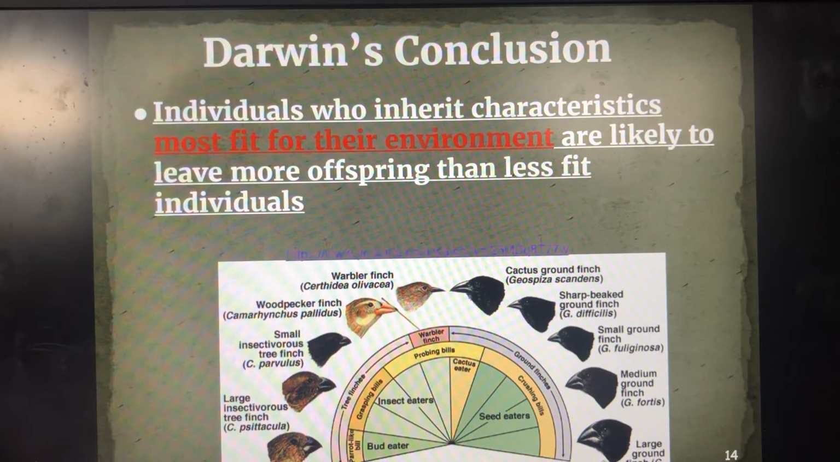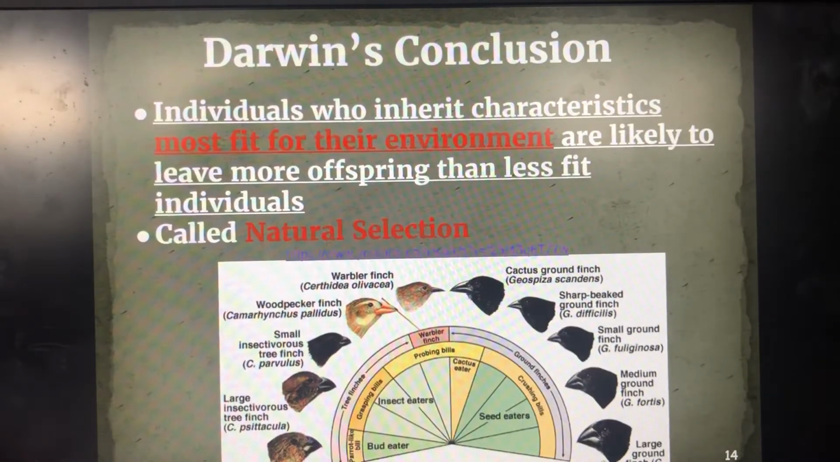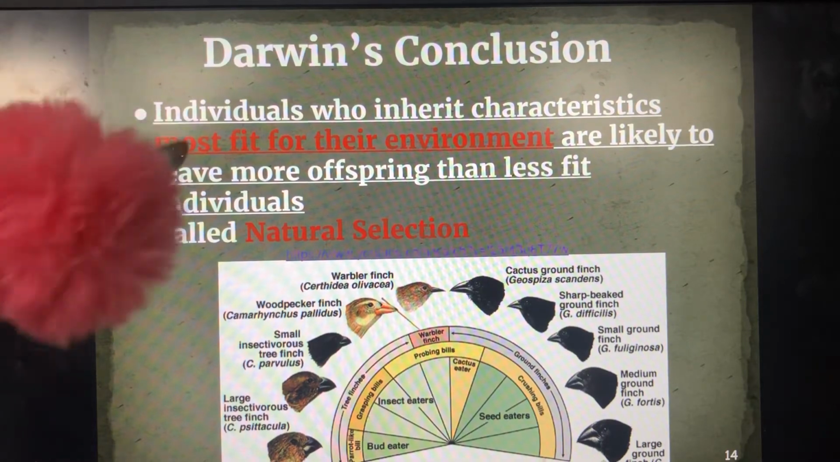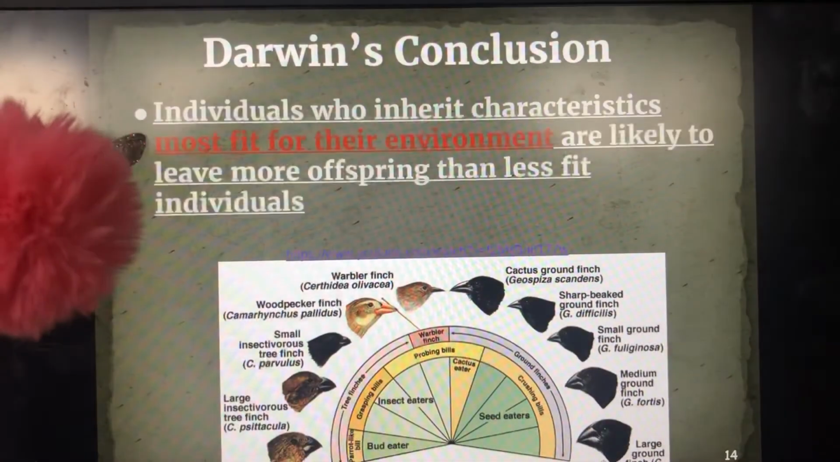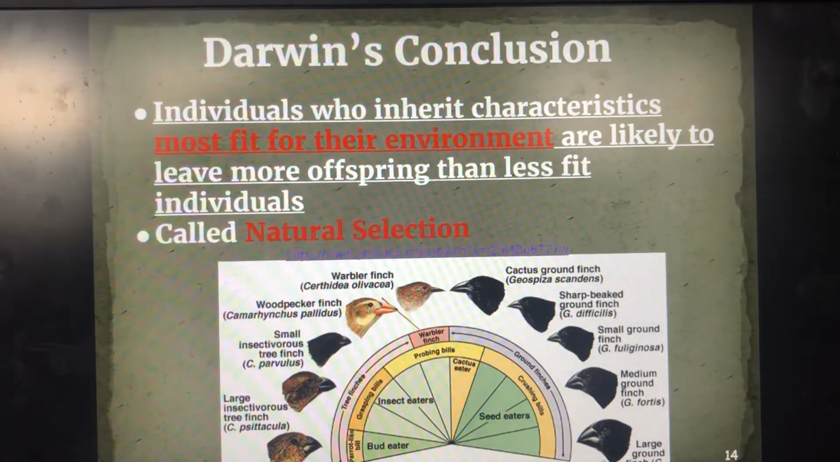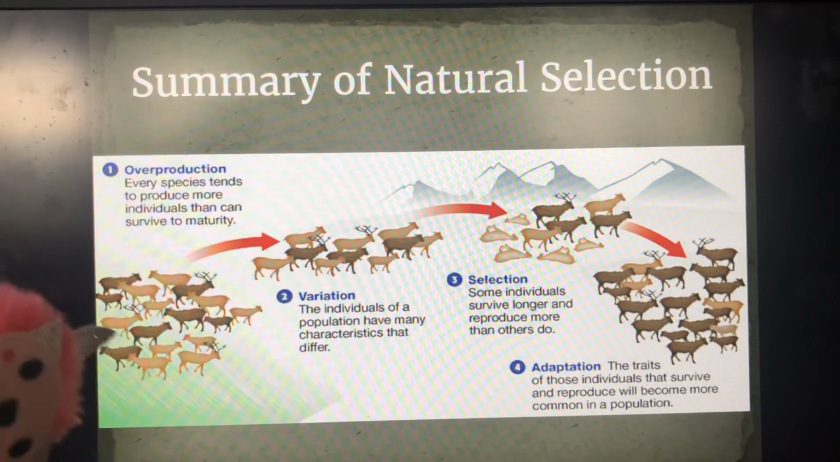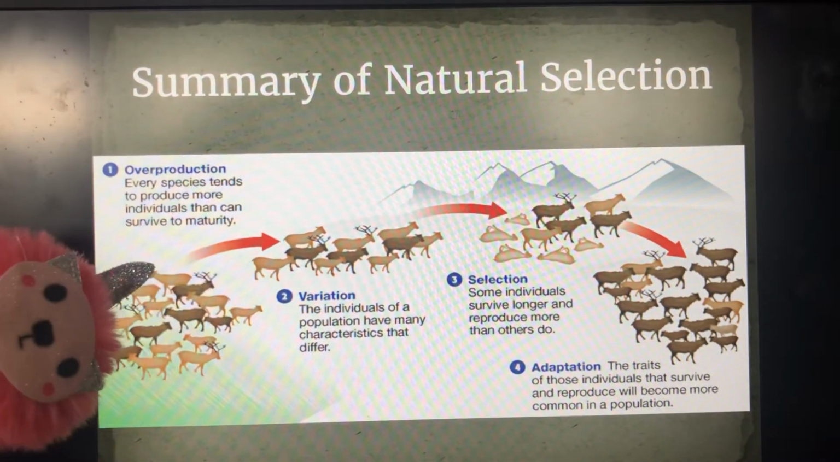And the color of their fur changes based on what the environment is. Okay, so this idea of natural selection, I'm sorry, I just skipped one. So we call this idea that the individual that is more fit for the environment leaves more offspring natural selection. That's what he said. Okay, so the summary of natural selection is the idea that species are going to produce more, it's going to be an overproduction, okay?